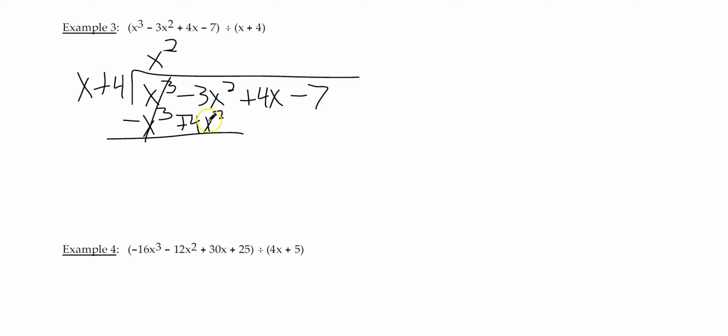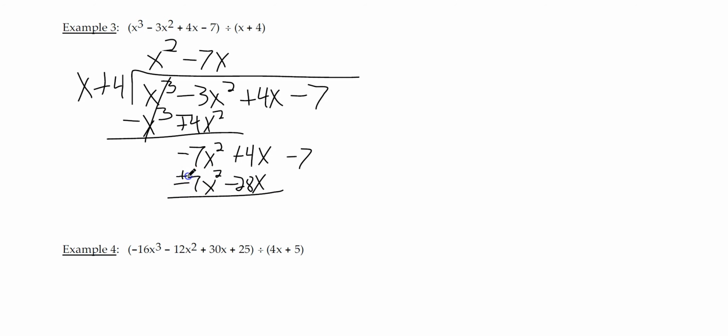Negative 3x squared minus 4x squared. That is negative 7x squared. We drop down our plus 4x. By the way, you can drop down more if you'd like. Doesn't matter. X times what is negative 7x squared? Answer negative 7x. And we distribute. Negative 7x squared minus 28x. Draw the line and change the signs. Cancellation. 4 plus 28, 32x, and drop down the negative 7.